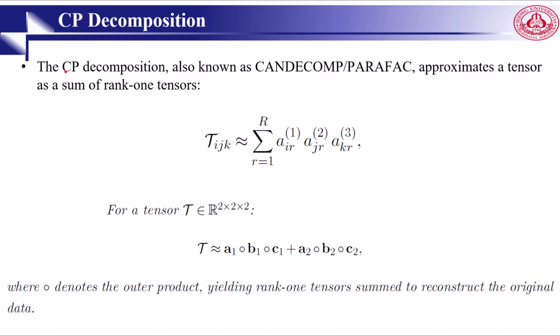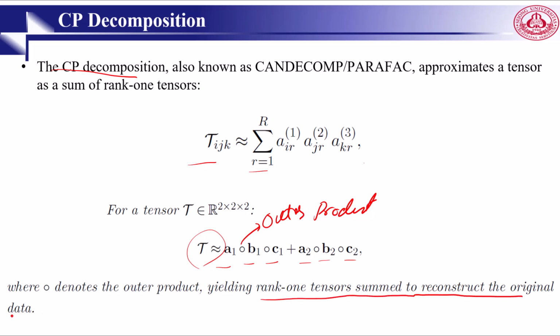Here we're going to study CP decomposition. CP stands for canonical polyadic, and this kind of decomposition factorizes a tensor into a sum of rank 1 tensors. We use this for providing a simple and interpretable representation of multi-dimensional data. So what do we have here? T_ijk is equal to the sum over r from 1 to R of a_ir1, a_jr2, and a_kr3, right? Then we have T as a1 ∘ b1 ∘ c1 + a2 ∘ b2 ∘ c2, and so on. This is simply the outer product, and the result will be a sum of rank 1 tensors to reconstruct the original data. Each element captures a latent factor along each mode.